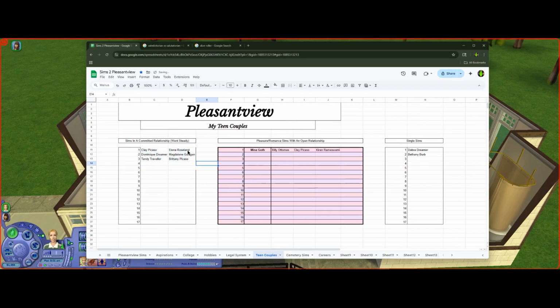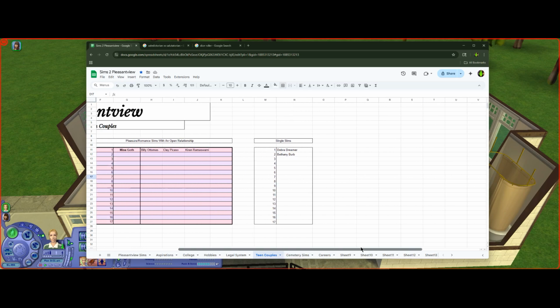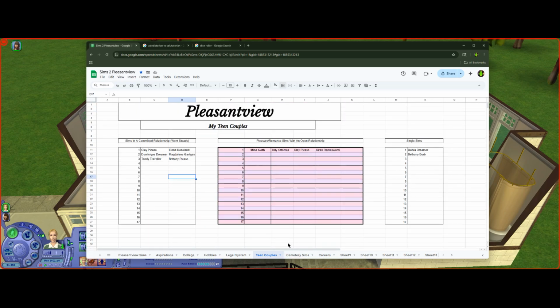See if I can move that up. Every time I move it up, it messes up the thingy, so that's probably why I didn't move it, but a part of me is like, we gotta move it anyway. But anyway, yeah, that's that on my teen couples tabs and whatnot.